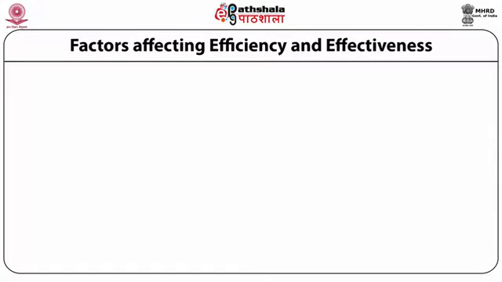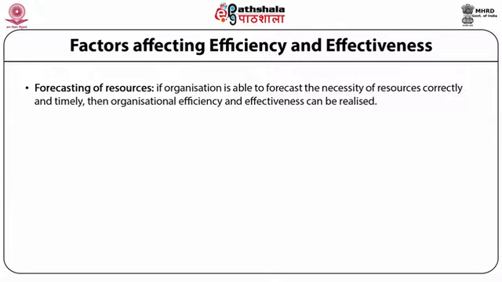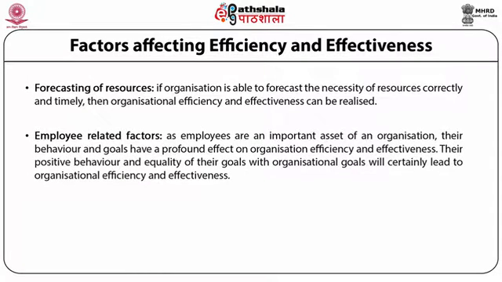The second main factor which affects efficiency and effectiveness is forecasting of resources. If the organization is able to forecast the necessity of resources correctly and timely, then organizational efficiency and effectiveness can be realized. The third main factor is employee-related factors.